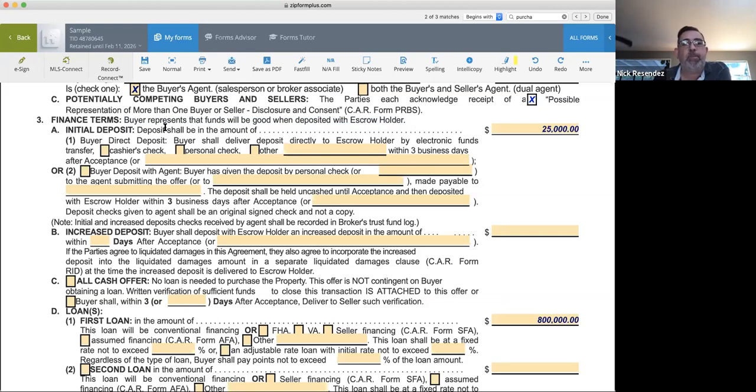A is the initial deposit. So the deposit is going to be in this amount, right? Whatever amount you write in there, typically between 1% and 3%. Why no more than 3%? Well, liquidated damages is limited to 3%. Okay, so you're typically not going to go any higher than that.